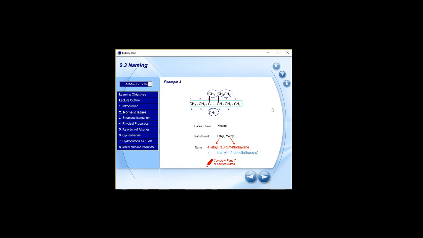So which is correct? Since step 3 tells us that a lower numbering is preferred, we should then follow the red numbering, because 4 plus 3 plus 3 gives 10, which is a lower number than 4 plus 4 plus 3, 11, if we adopt the blue numbering. Hence, the correct answer is 4-ethyl-3,3-dimethylhexane.